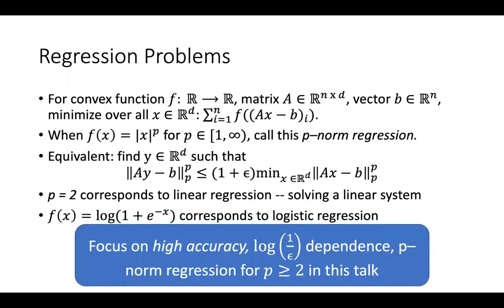For the purposes of this talk, we're going to focus on giving high accuracy algorithms. In other words, the dependence on epsilon is logarithmic for p-norm regression and p at least 2. So we're going to focus on this setting, and I'll say a couple words about how our result will apply to some other settings, but this is really the main focus.